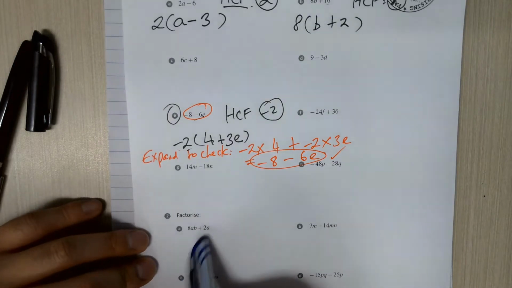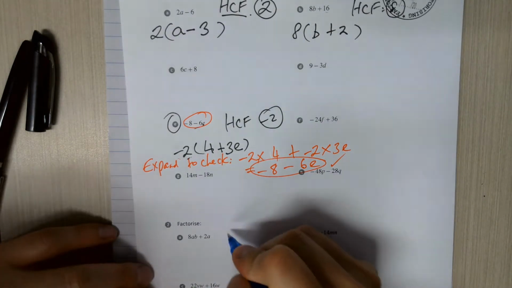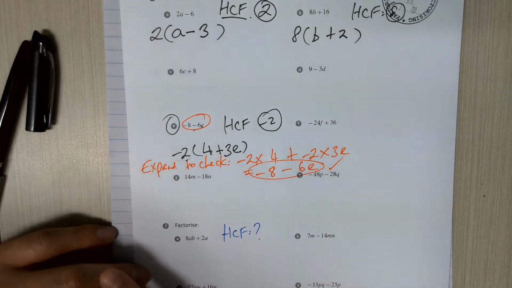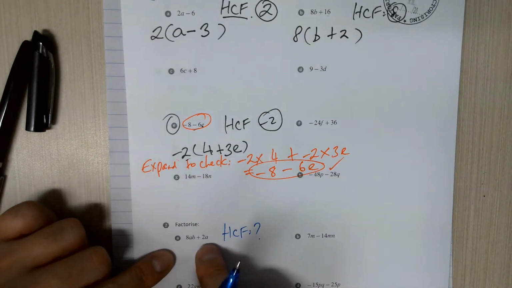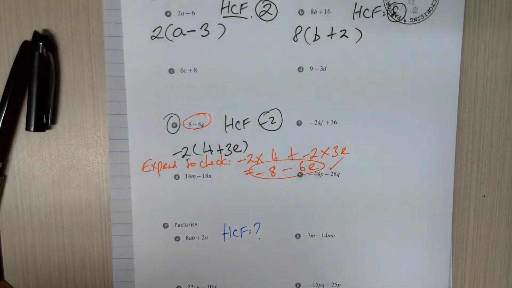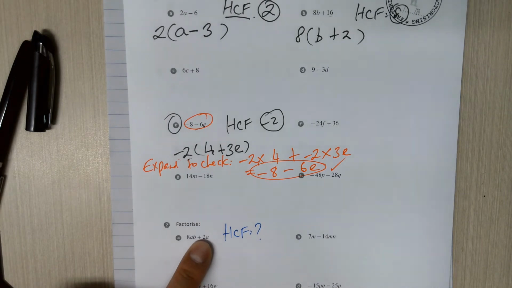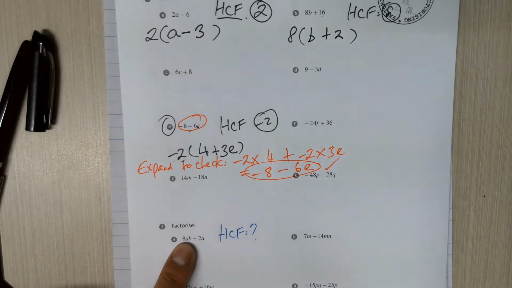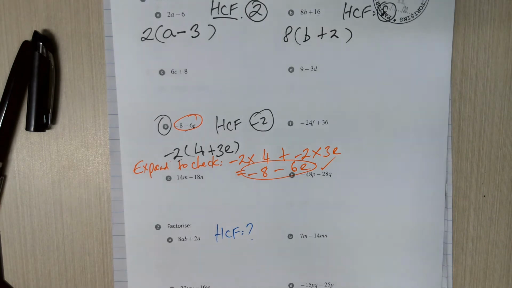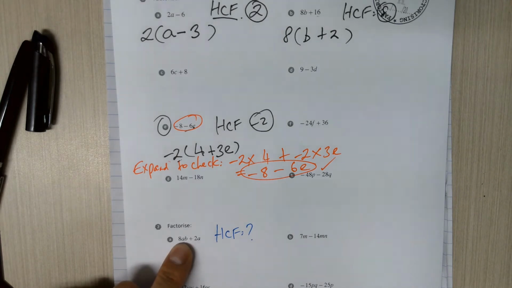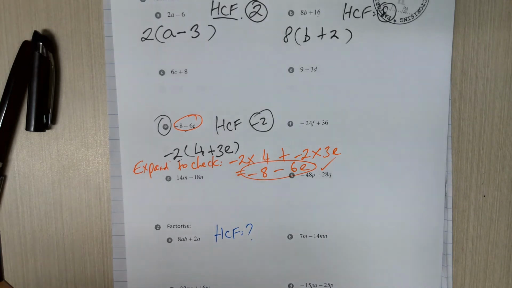Factorize 8ab plus 2a. What is the highest common factor? So what can I divide into here and here? The biggest number. Don't freak out, even though there's a's and b's in there. Well, if you look at 2a and 8ab, wouldn't the highest common factor just be 2a? Because you can divide 2a into 8ab, right? Have a think about it.